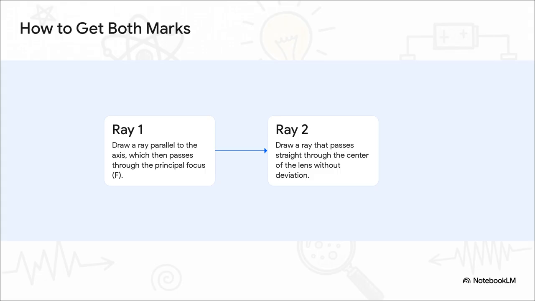For the second mark, you draw another line, again from the top of the object, but this time it goes straight through the very center of the lens. This one's easy, it doesn't bend at all. And that's your second mark in the bag.